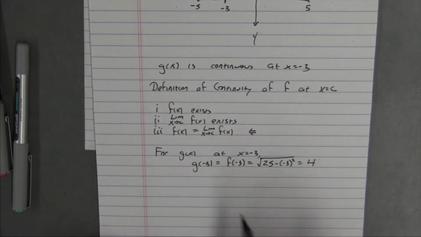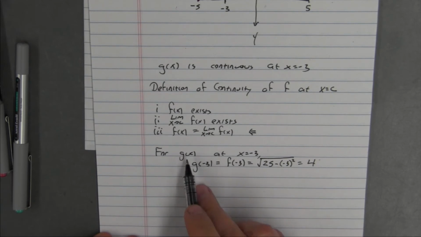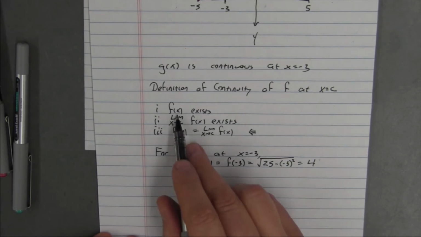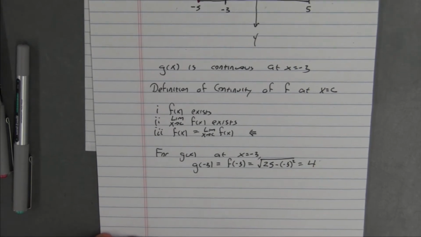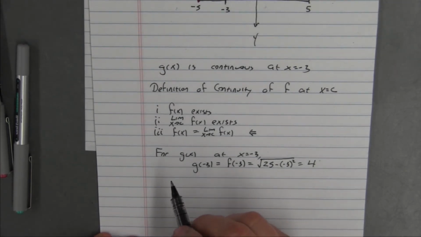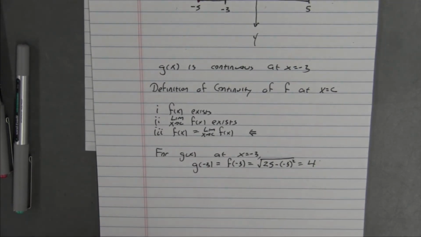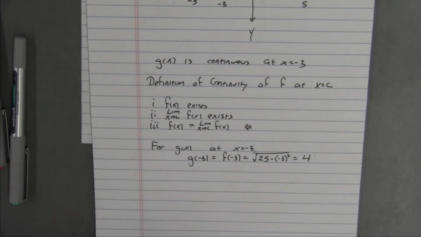All right, so we've now established that g of -3 exists. Not only that it exists, but also that it's 4. Now, when we go to look at part 2, the limit of f of x exists.